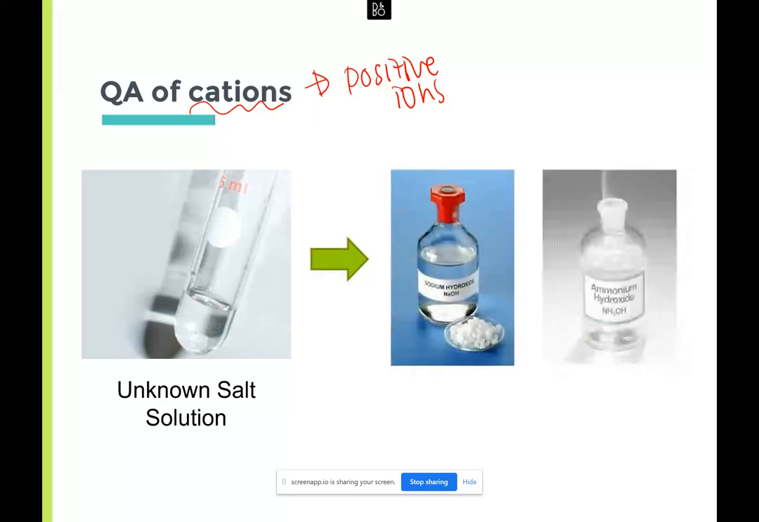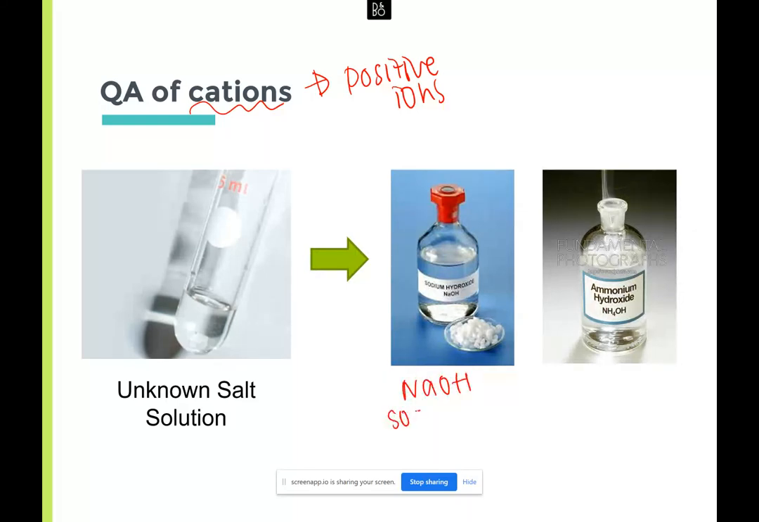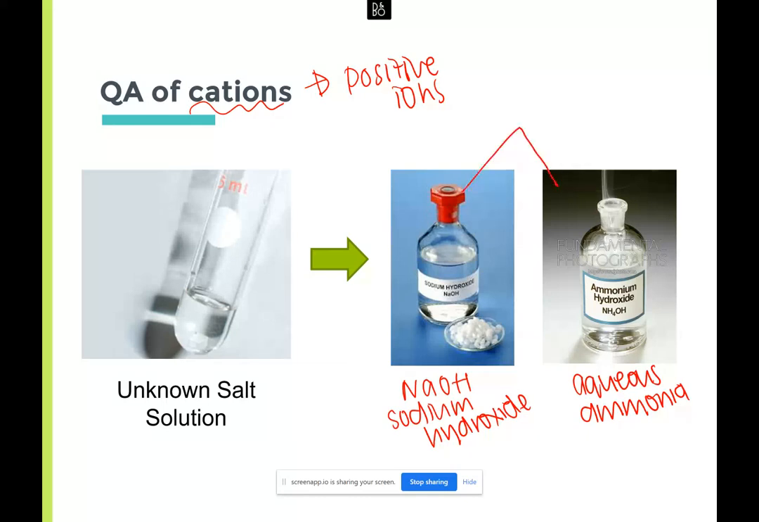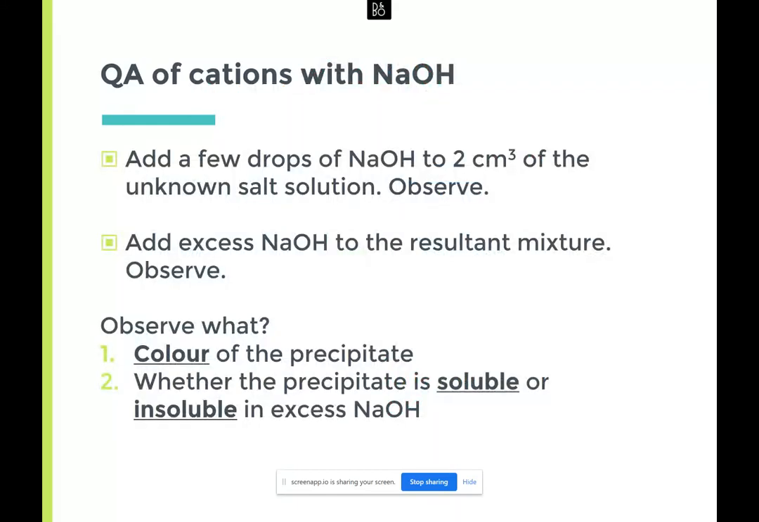We need to add two solutions. One of them is sodium hydroxide, and the other is aqueous ammonia, or some people call ammonium hydroxide. Basically, they're the same. What they have in common is that they are both alkalis and they have OH- ions. So we're going to make use of the OH- ions to deduce what positive ions there are inside this solution.